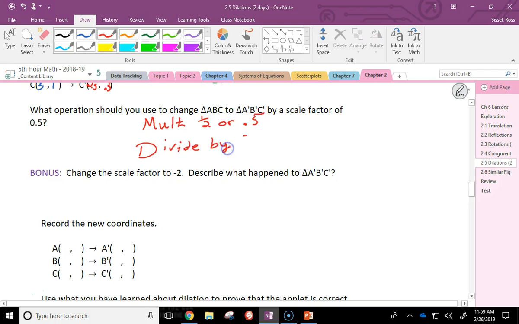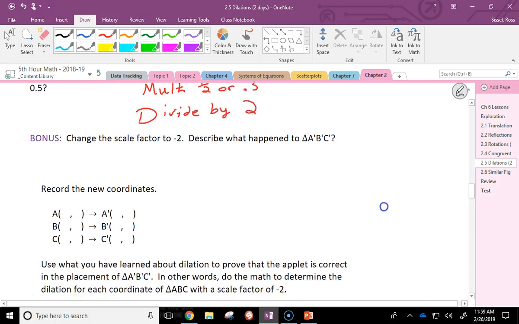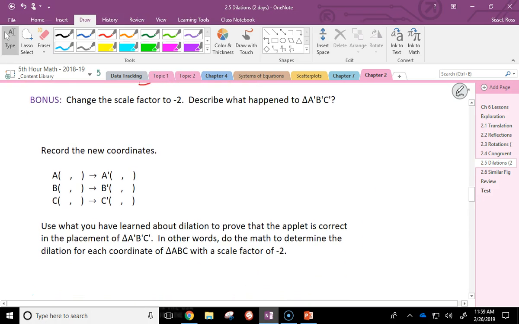All right, here's the bonus. And this is going to lead to our big discussions. If we change the scale factor to -2, we notice the biggest change is it's no longer a positive number but a negative. Now, if you haven't done this yet, it's okay, don't do it. Let's just talk about it. Do you think my triangle will get bigger or smaller in size?